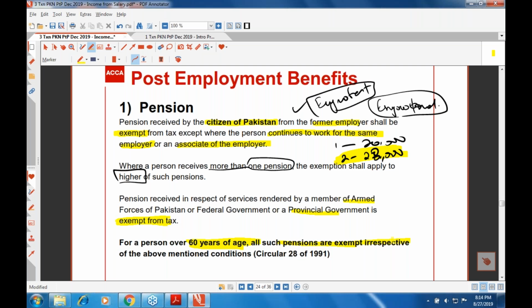So basically, when we talk about the concept of pension, this is how the taxability of the pension arises. If you are receiving only one pension, that's exempt. If you are receiving more than one pension, then the higher amount is exempt. If you are receiving pension from the federal government, local government, provincial government or armed forces, then that is exempt. And if you are of the age of 60 years or more, then all of the pension that you are receiving is going to be exempt.